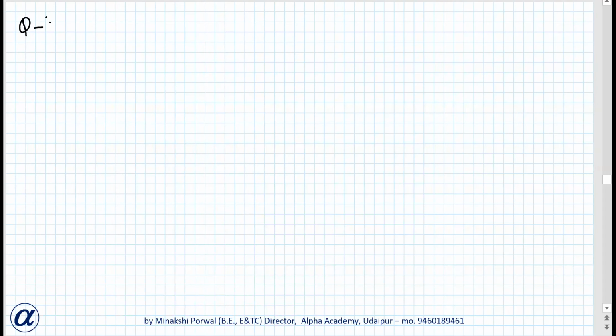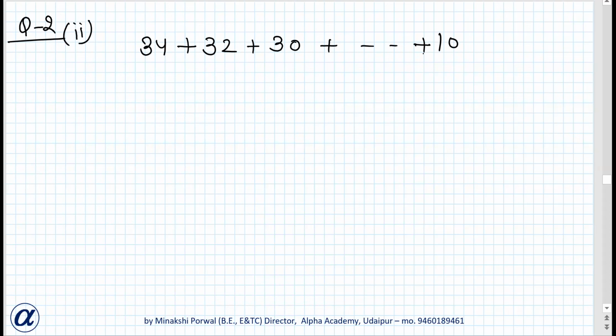Question number 2, second part. 34. Find the sum of the given series below: 34 plus 32 plus 30 up to 10. Okay, so the first term is 34.